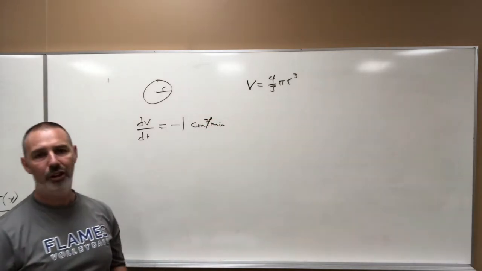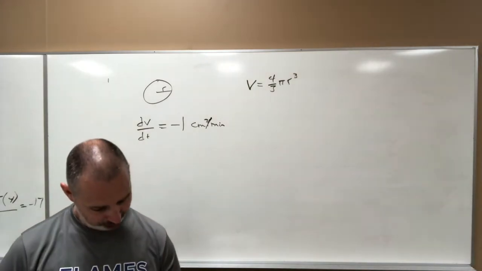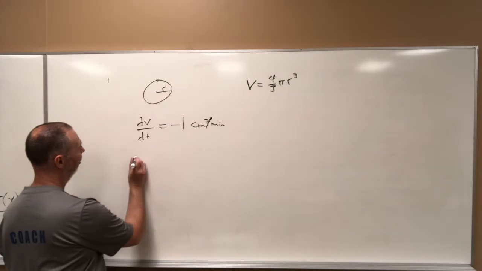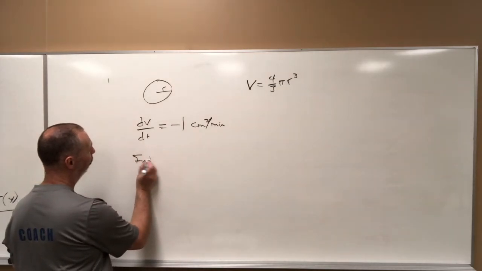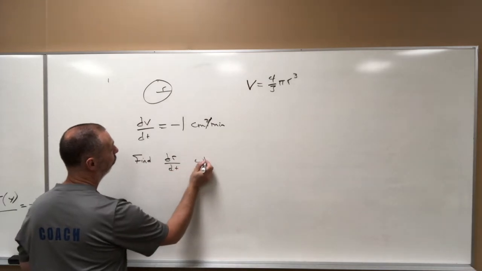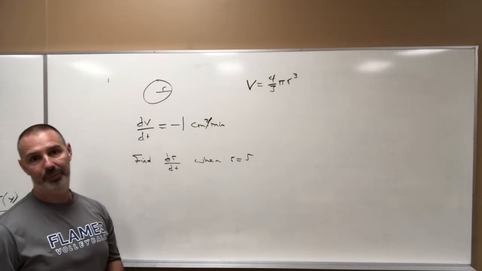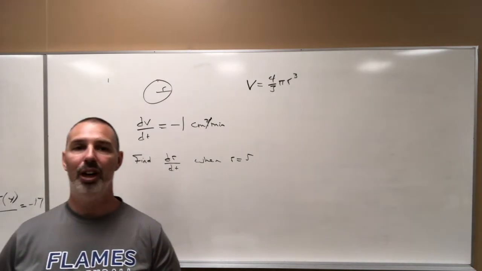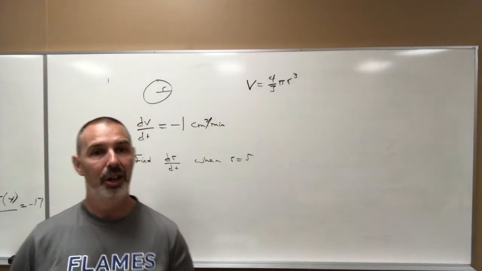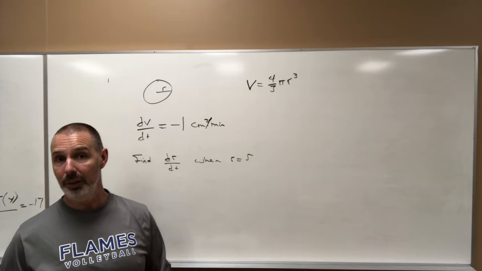Okay, so because it's giving us a rate of change, it's a derivative. Then it tells us to find dr/dt. It says find the rate at which the radius is changing, dr/dt when r equals 5. So we've now written down what we have, and we have written down what we need to find. We have our formula. Once we have this step, now all we need to do is take the derivative.